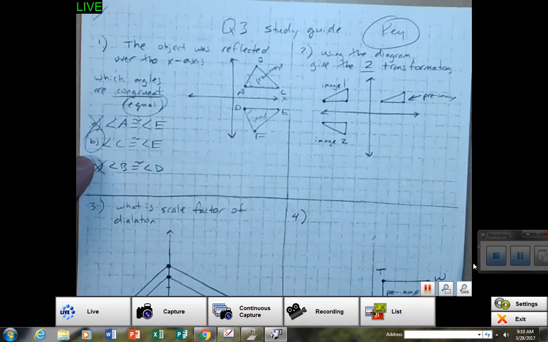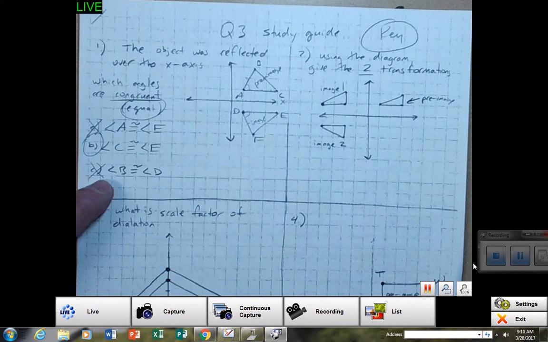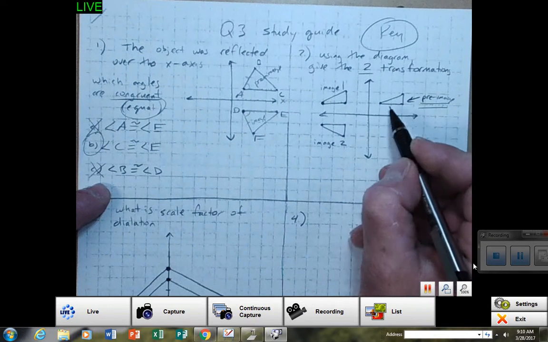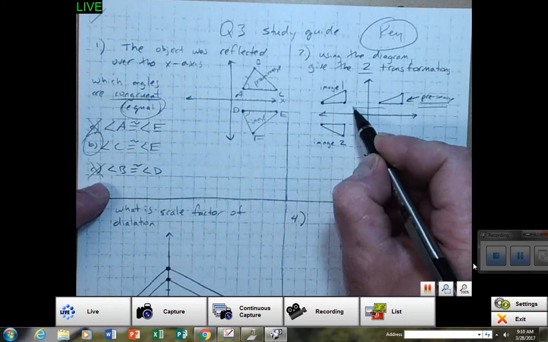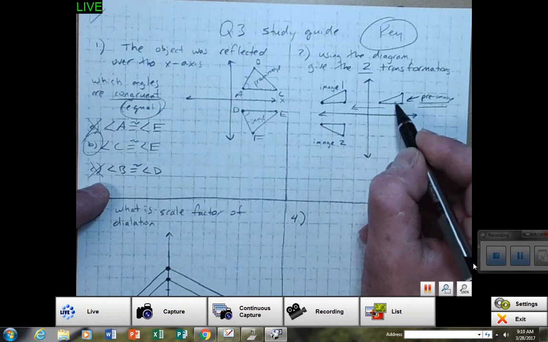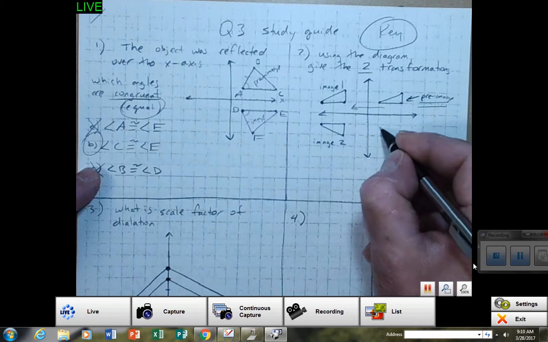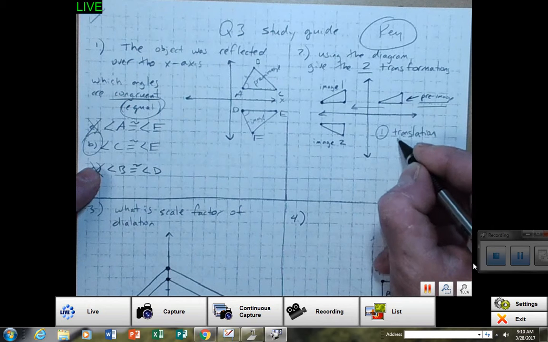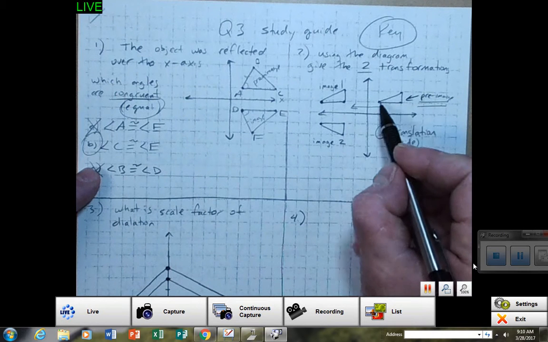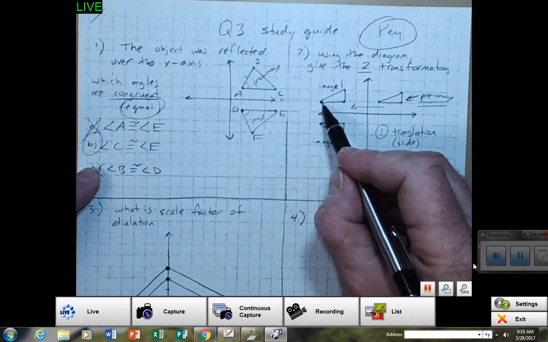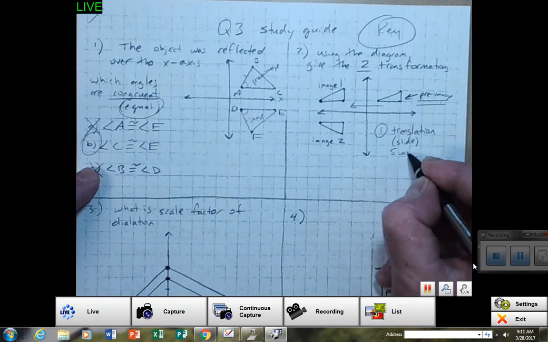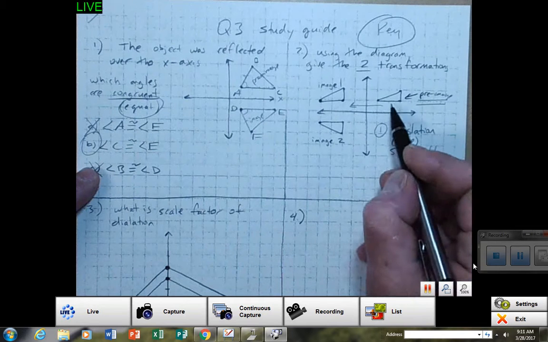Number 2, it says using the diagram, give the two transformations. So this is the original, the pre-image. I am first looking like I'm just sliding it to the left. It's not rotating, it's not reflecting. So the first transformation is a translation. That's a slide. And it is moving 1, 2, 3, 4, 5 units left. So translation, 5 units left to get to this first image.